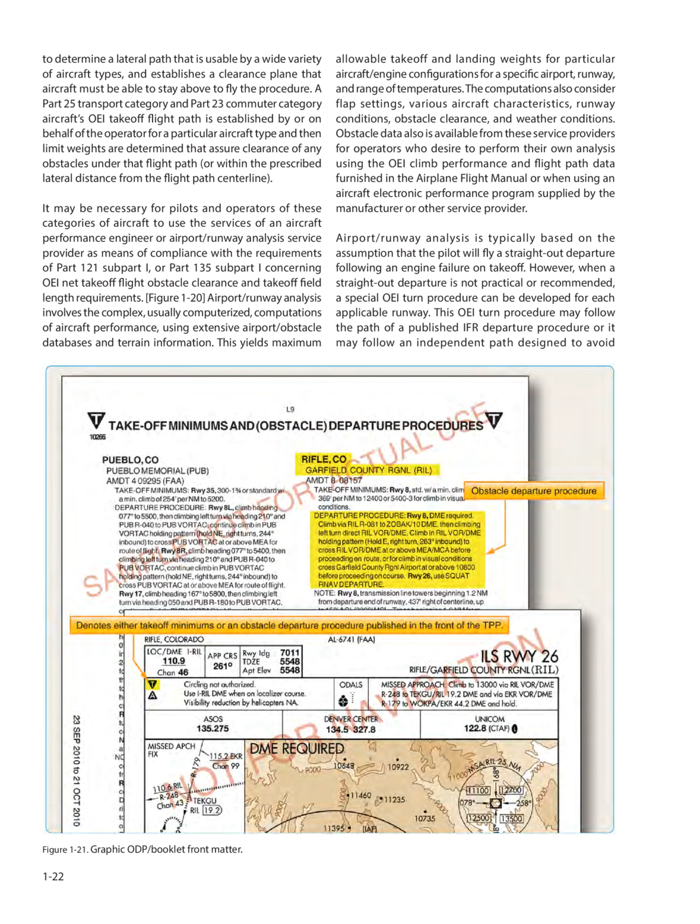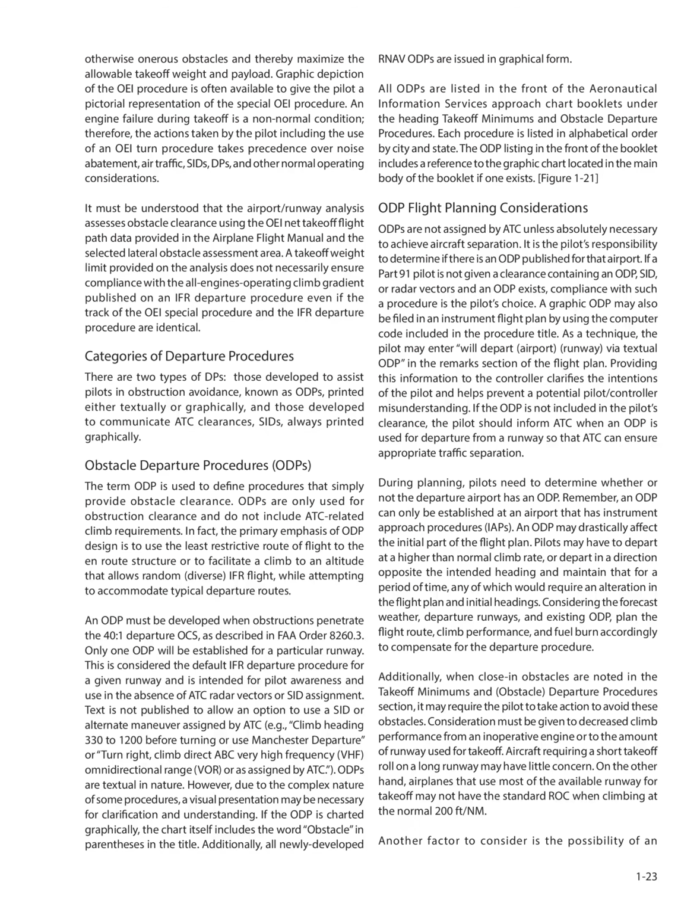Airport/runway analysis is typically based on the assumption that the pilot will fly a straight-out departure following an engine failure on takeoff. However, when a straight-out departure is not practical or recommended, a special OEI turn procedure can be developed for each applicable runway. This OEI turn procedure may follow the path of a published IFR departure procedure, or it may follow an independent path designed to avoid otherwise onerous obstacles and thereby maximize the allowable takeoff weight and payload.